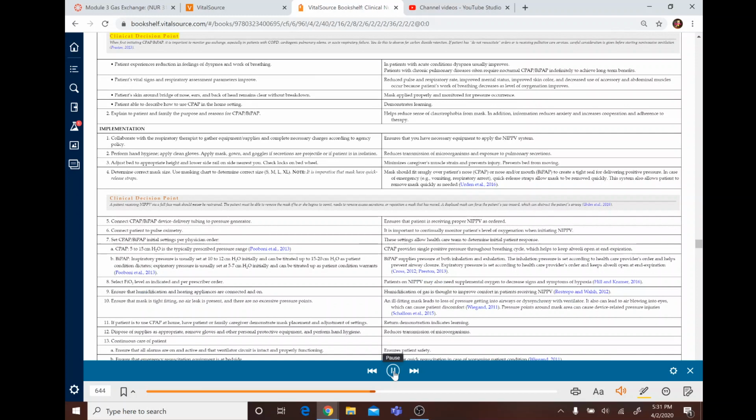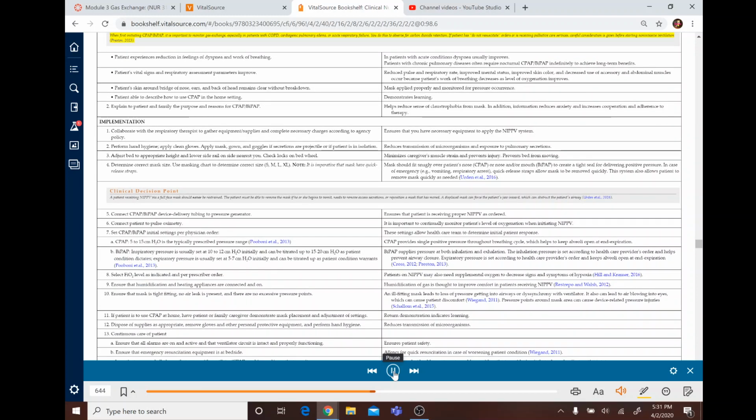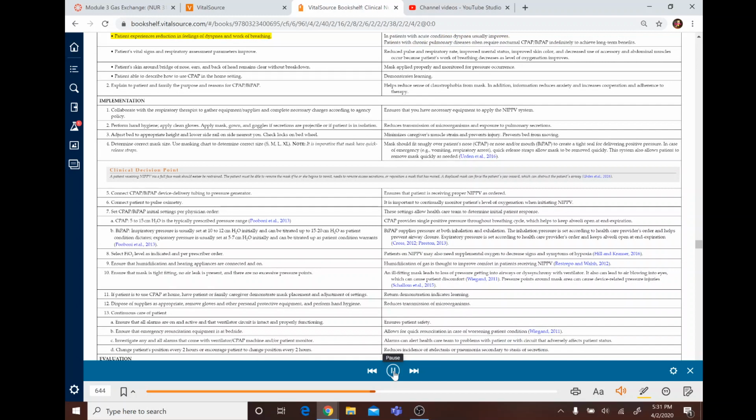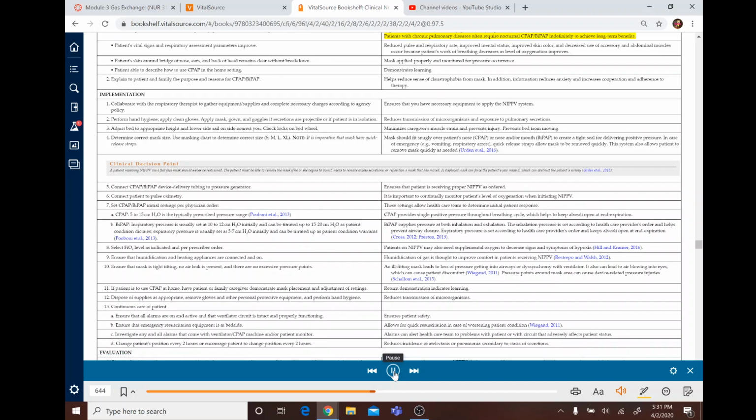Clinical decision point. When first initiating CPAP/BiPAP, it is important to monitor gas exchange, especially in patients with COPD, cardiogenic pulmonary edema, or acute respiratory failure. You do this to observe for carbon dioxide retention. If patient has do not resuscitate orders or is receiving palliative care services, careful consideration is given before starting non-invasive ventilation, Preston, 2013. Patient experiences reduction in feelings of dyspnea and work of breathing. In patients with acute conditions, dyspnea usually improves. Patients with chronic pulmonary diseases often require nocturnal CPAP/BiPAP indefinitely to achieve long-term benefits.